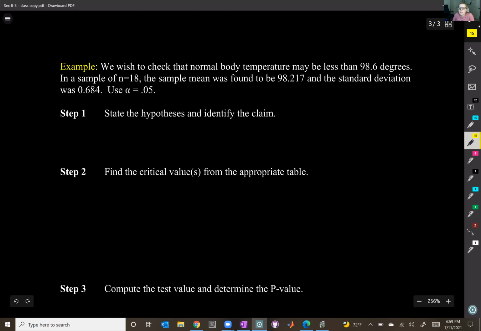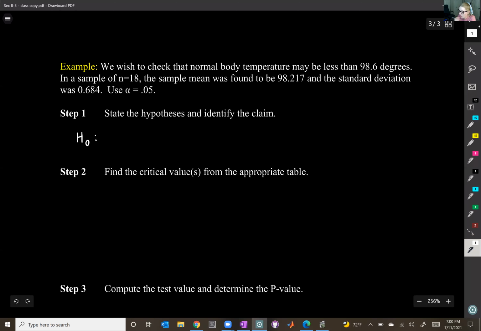Our example says, we wish to check that normal body temperature may be less than 98.6 degrees. In a sample of n equals 18, the sample mean was found to be 98.217, and the standard deviation was 0.684. Use alpha equals 0.05. Okay, so step one is to state your hypotheses and identify the claim. So let's do that. We're going to write our null and alternative hypothesis.